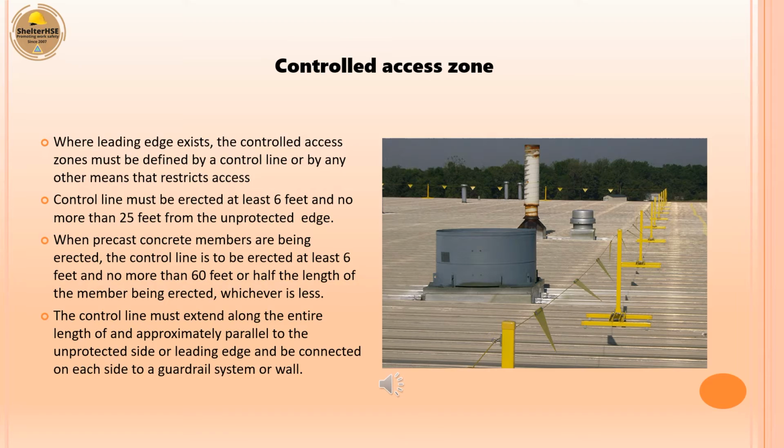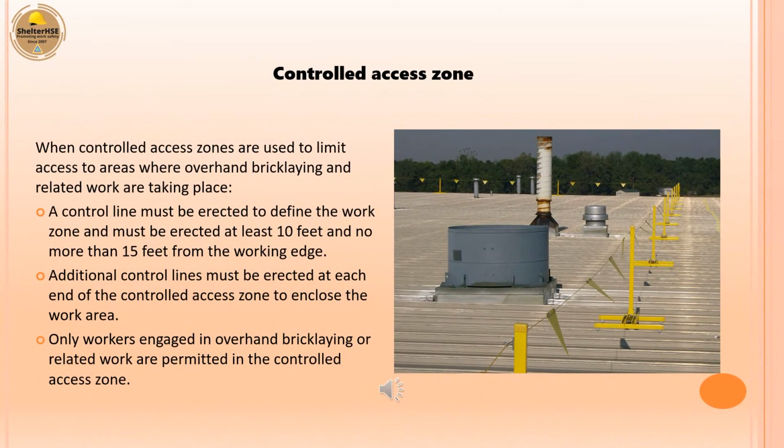When controlled access zones are used to limit access to areas where overhand bricklaying and related work are taking place, a control line must be erected to define the work zone and must be erected at least 10 feet and no more than 15 feet from the working edge. Additional control lines must be erected at each end of the controlled access zone to enclose the work area. Only workers engaged in overhand bricklaying or related work are permitted in the controlled access zone.